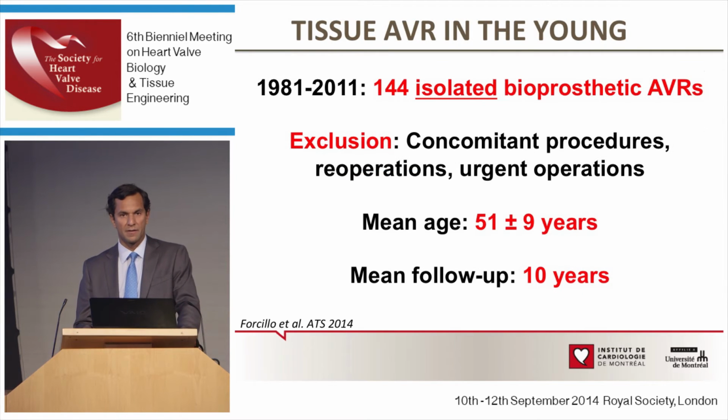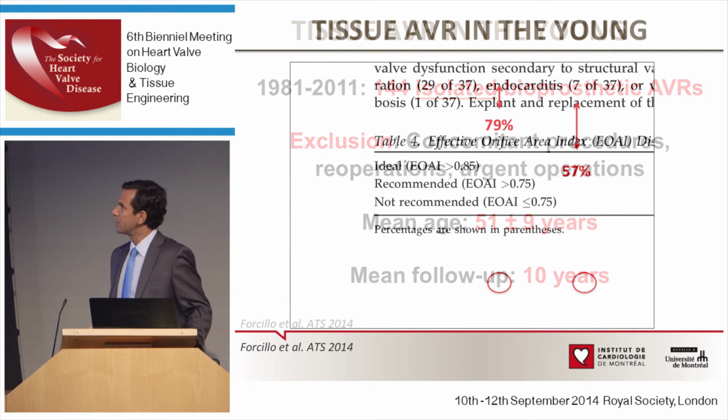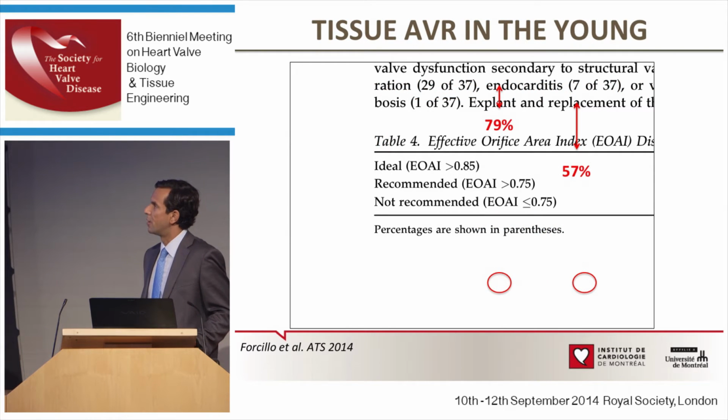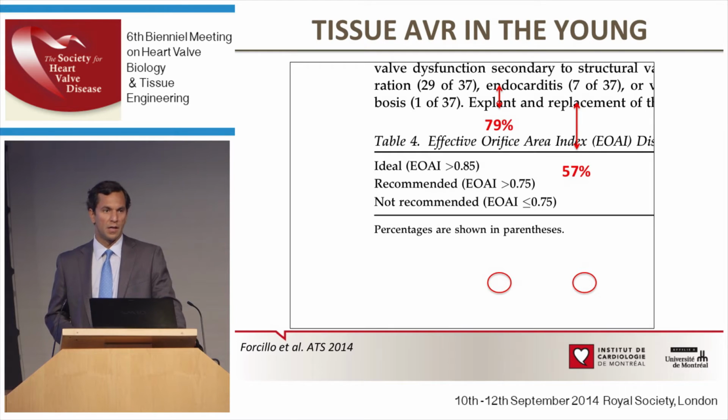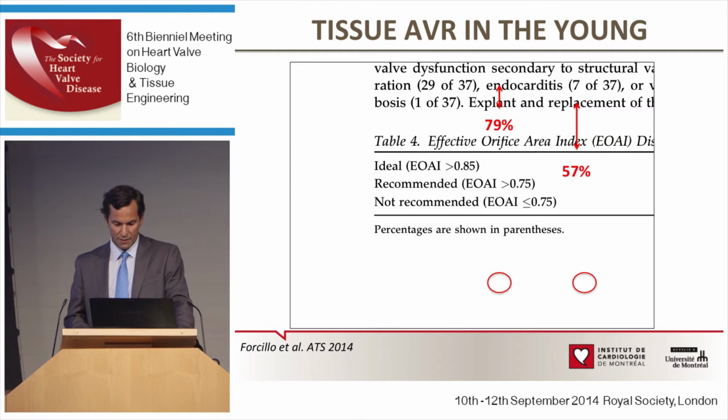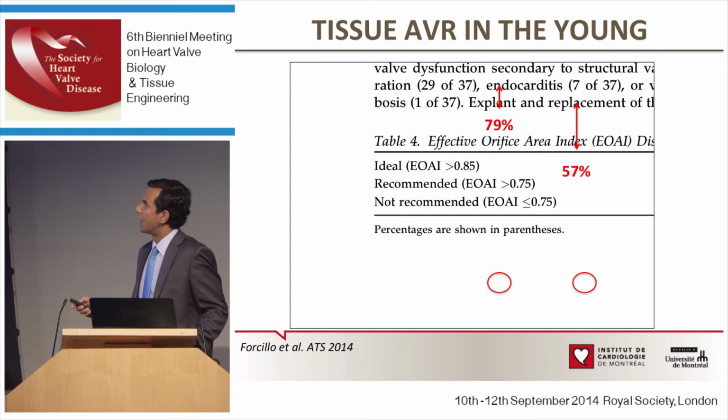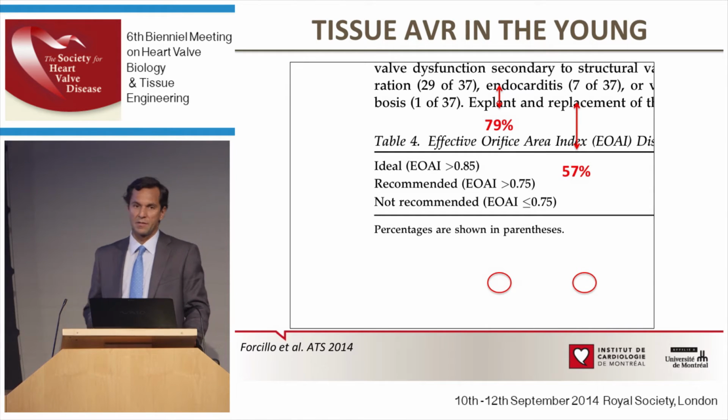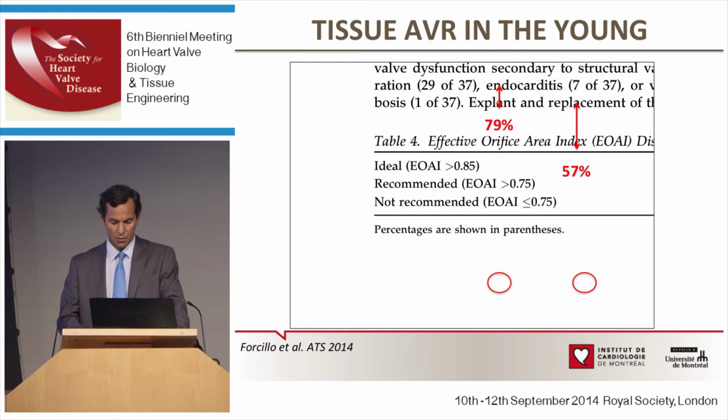And again, looking at a similar exclusion criteria as the mechanical valve study. The mean age of the patients was 51 years and the mean follow-up was 10 years. And similar to what we observed in the mechanical prosthesis group, the survival of these patients compared to the age and gender matched general population was significantly lower both at 10 years and continued to widen as time went after the operation. Importantly, absolute survival at 10 years in these patients who were 50 years of age at the time of surgery was only 79%.